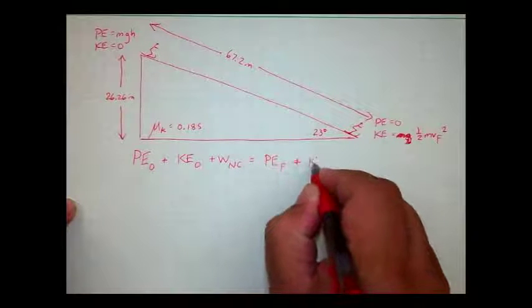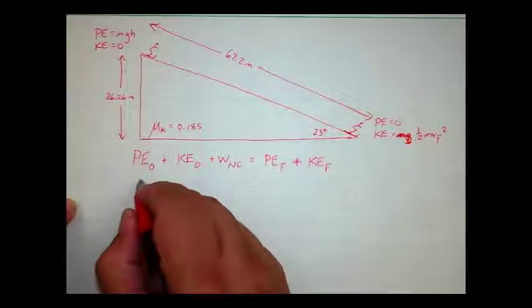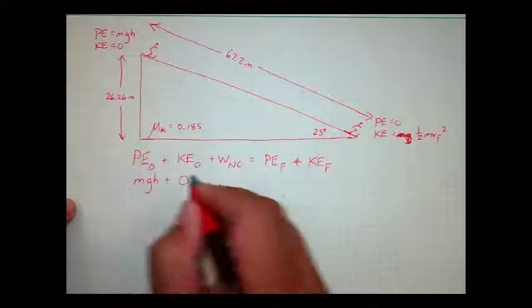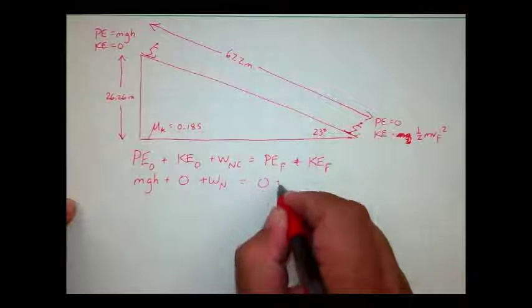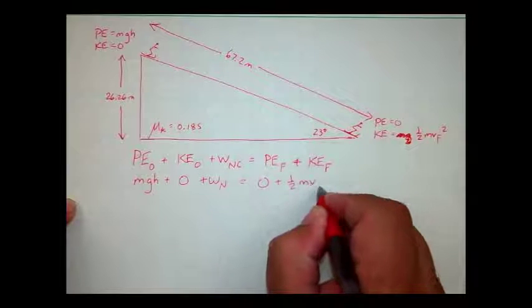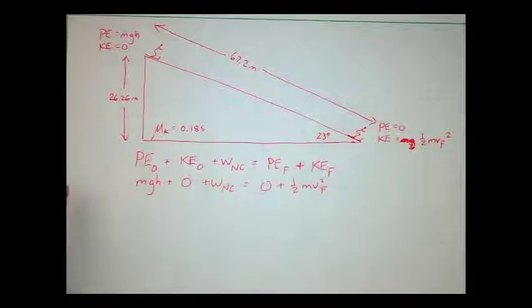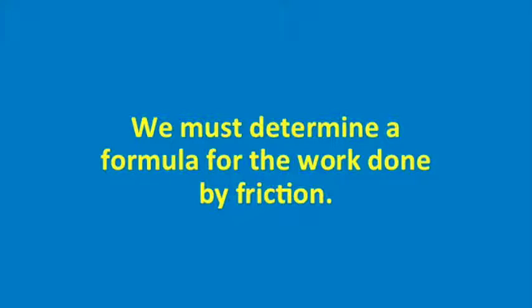Some things are still going to be zero, however. The initial kinetic energy is going to be zero, and the final potential energy is going to be zero. That much has not changed. But now we have to worry about the work done by non-conservative forces. Specifically, we have to worry about the work done by friction. So now we need to develop a formula for the work done by friction.